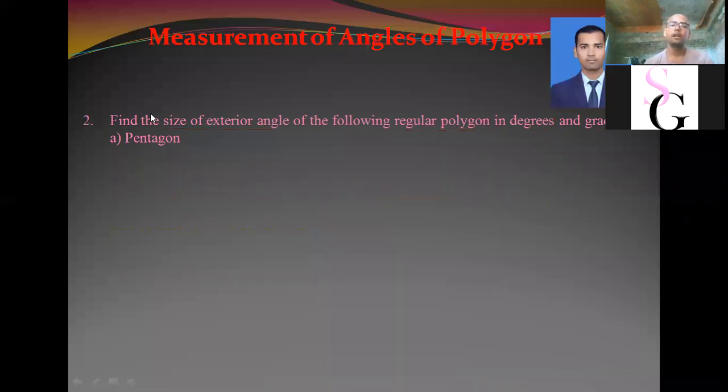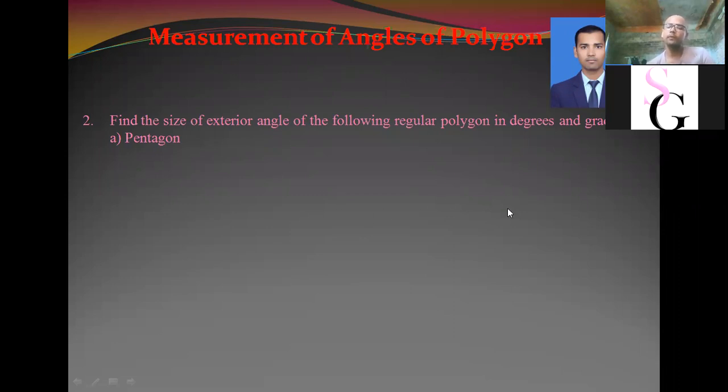The second question is given to us like this, as you can see on the screen. The question is: find the size of the exterior angle of the following regular polygon in degree as well as in grades. For this also, we took the same example of a pentagon. And here we need to find the size of the exterior angle of the regular polygon.